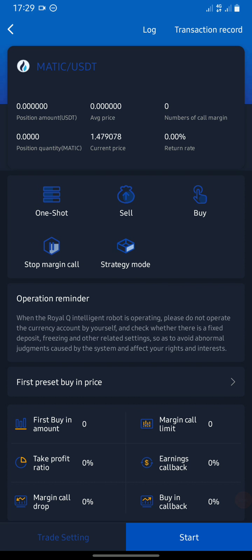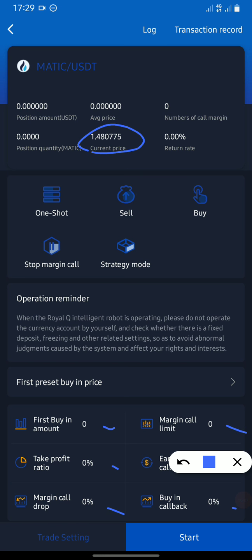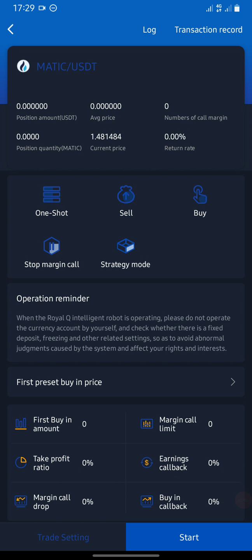You can see first preset buy in price. You can see the current price here, which is 1.48. Then you can see all these places is 0%, 0%, 0%, like that. So I will show you just like 3 to 4 examples depending on different prices. All right, let's go. So you click on trade settings here.